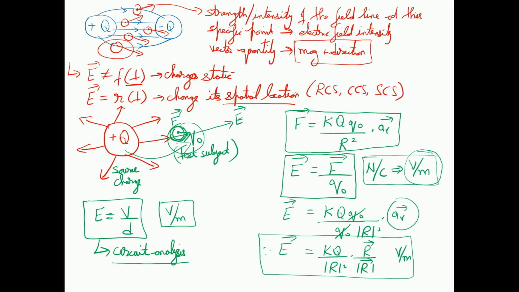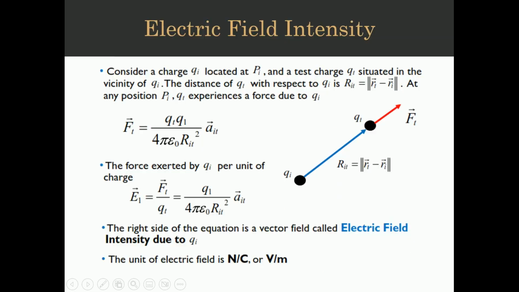So now we have the vector form of the electric field taken from Coulomb's vector form of the force, and this is how we represent the vector field on a single point charge. Okay, so this is the vector electric field intensity. So let us see what the book has said. So the book is giving us the same information.